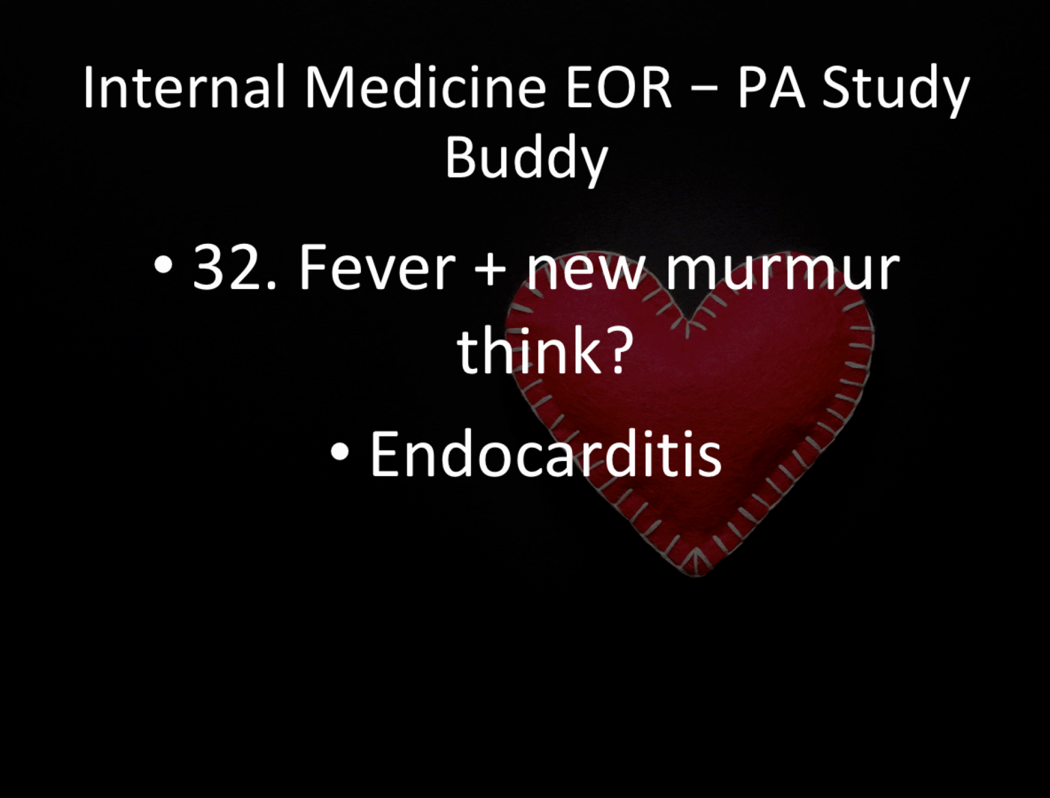Fever plus new murmur should always make you think of endocarditis. So fever plus new murmur, think endocarditis. They're going to tell you a patient comes in, has a fever of like 104 or something like that. And on your physical exam, you notice a new murmur, and right on top of your differential should be endocarditis.